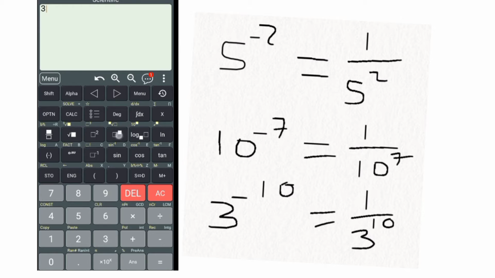3 to power negative 10 is equal to 0.000016935. What about 1 divided by 3 to power positive 10? The answer is the same.